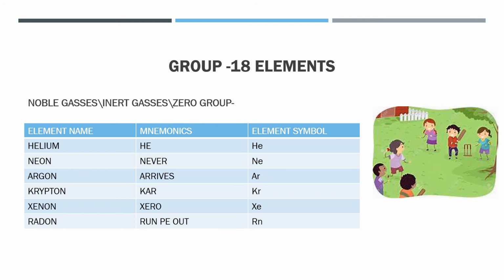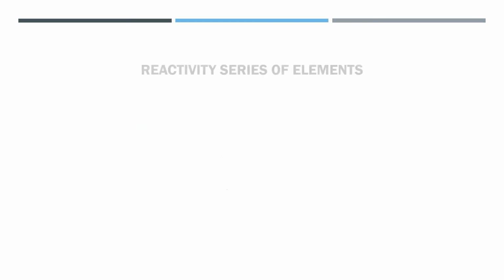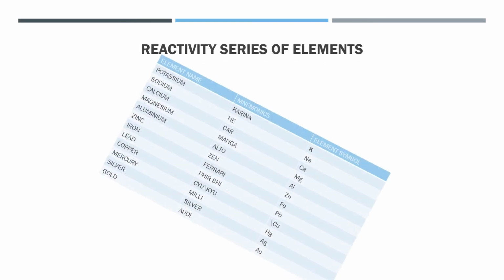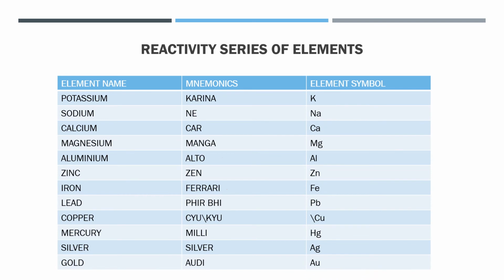So next is the reactivity series of elements. The first element is potassium, followed by sodium, calcium, magnesium, aluminium, zinc, iron, lead, copper, mercury, silver, and gold. So the mnemonic for this is "Karina ne car manga, Alto Zen Ferrari, phir bhi kyon mili silver Audi."